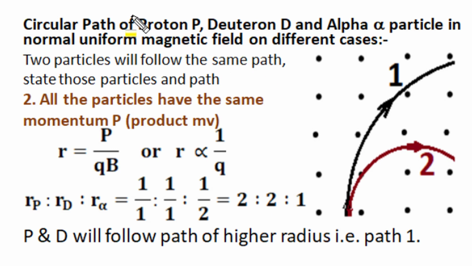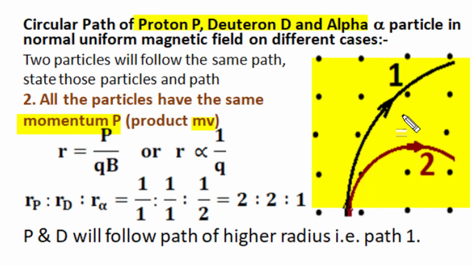In this example, 3 particles, proton, neutron and alpha, with the same linear momentum p, that is the product of mass and velocity, enter a uniform normal magnetic field and perform uniform circular motion on 2 different paths, and 2 particles are on one particular path and the third particle is on another path. And we know in a normal magnetic field, the radius of circular motion is given as linear momentum divided by the product of charge and magnetic flux density. As all 3 particles have the same linear momentum and are in the same magnetic field, the radius of the circular path becomes inversely proportional to the charge of the moving particle.